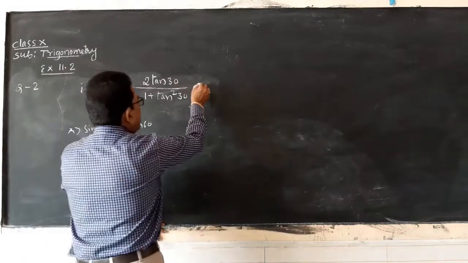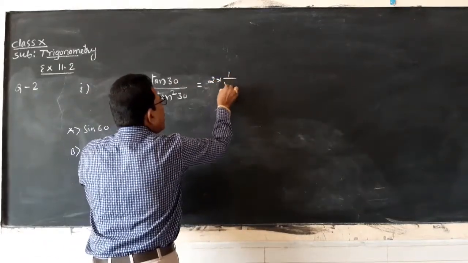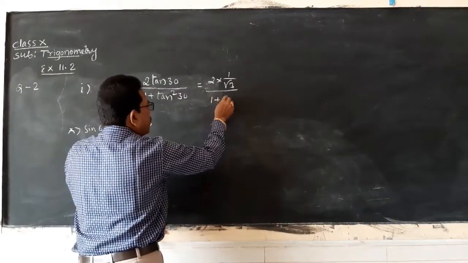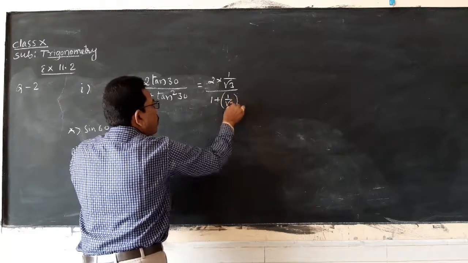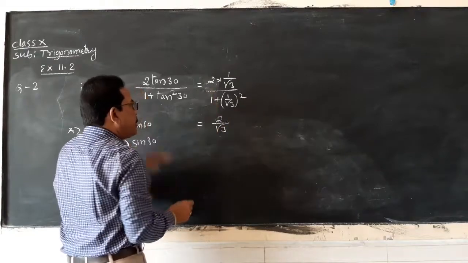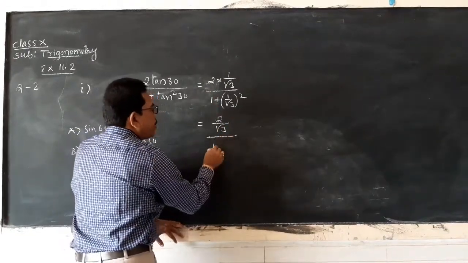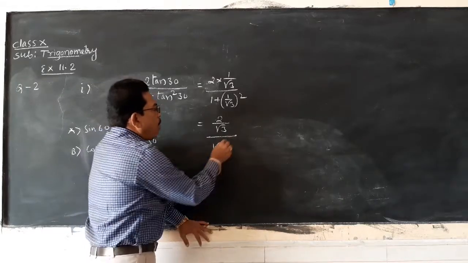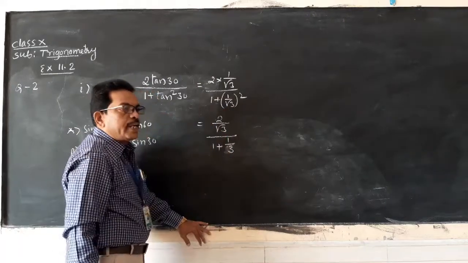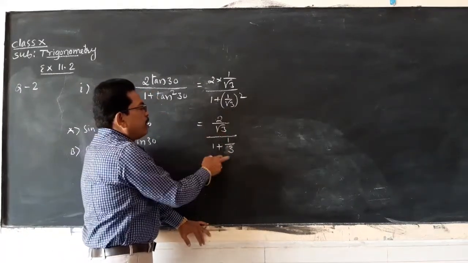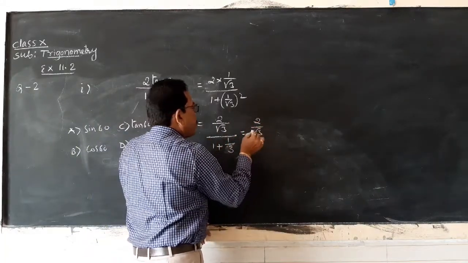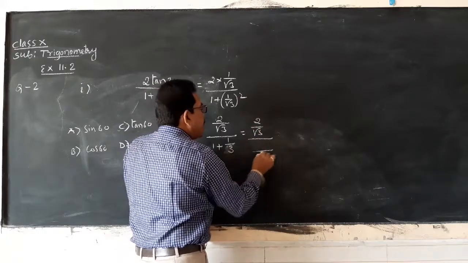Now 2 tan 30, that is 2 into 1 divided by root 3, tan 30 is 1 by root 3. 1 plus tan square, that is 1 plus 1 by root 3 whole square. Okay, now 2 by root 3, 2 into 1, 2 by root 3. Now the denominator will become 1 plus 1 by root 3 whole square, and root 3 squared is 3. Next, 2 by root 3, then whole divided by, LCM is 3.